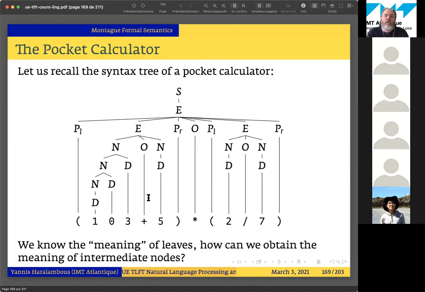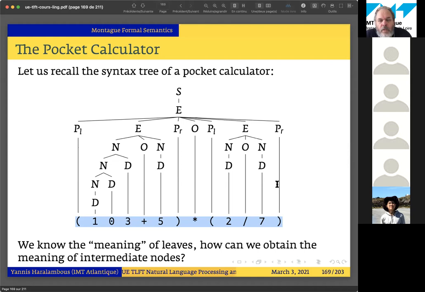It's the language of the pocket calculator. If I write this, 103 plus 5 times 2 divided by 7, this is a syntactically valid expression. And I can draw the syntax tree of this expression, and this allows me to say that it's valid syntactically. What will be the meaning of this expression? What we can call meaning is the numeric value.